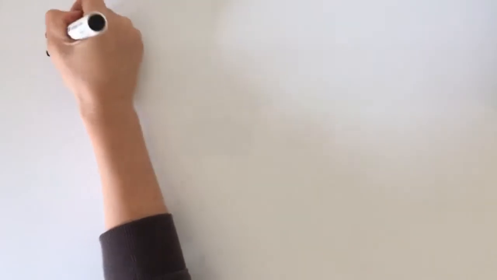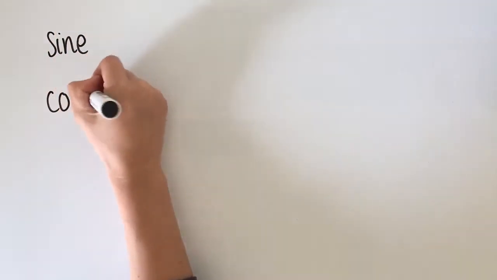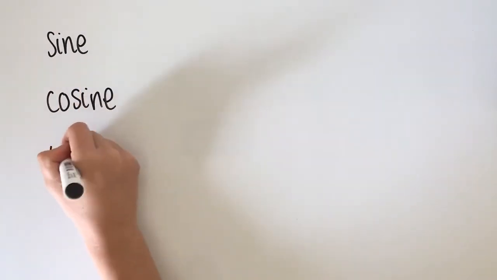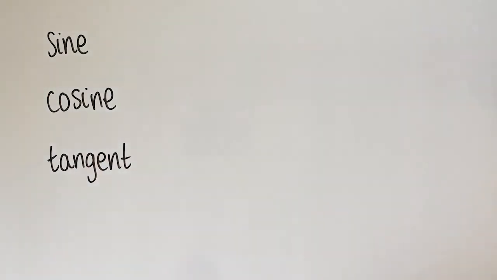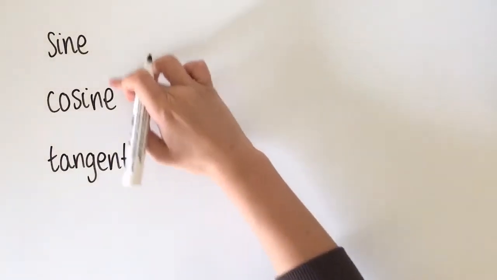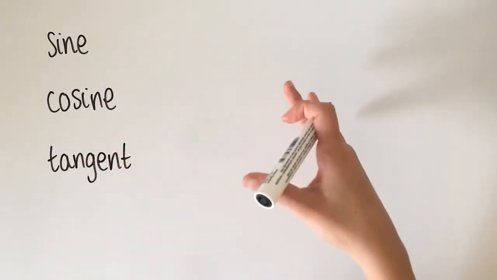So the first thing that's really important to know is that sine, cosine, and tangent are kind of like these special tools or ratios or whatever you want to call it that we use to help us find unknown side lengths and unknown angles in right angle triangles. But we use each one of these three things depending on the context, depending on the situation.